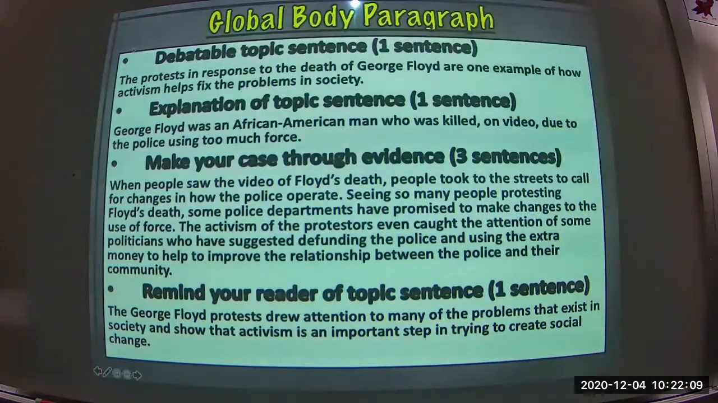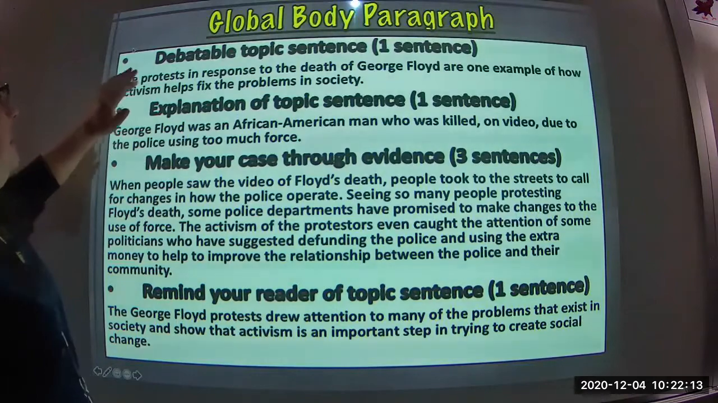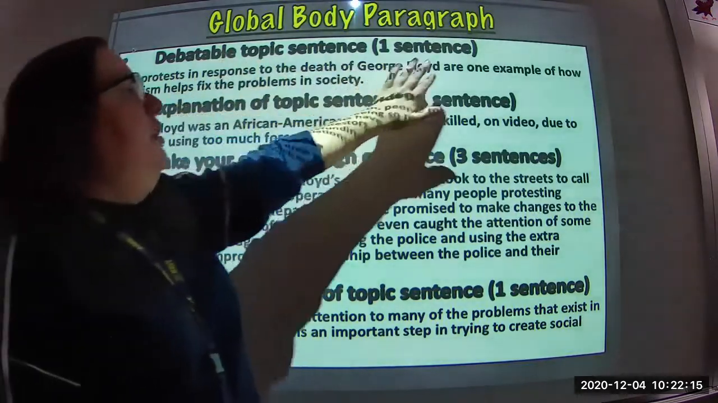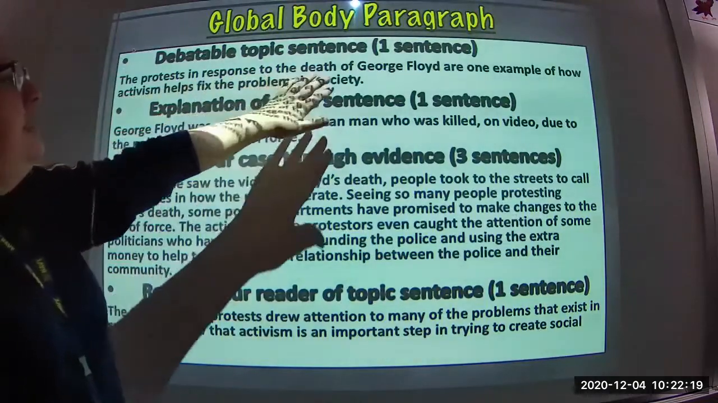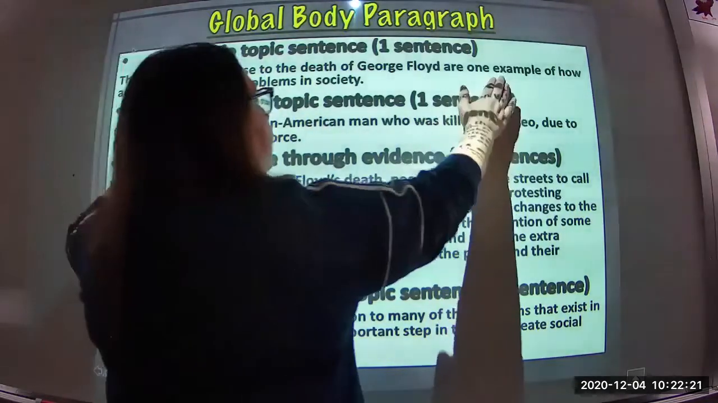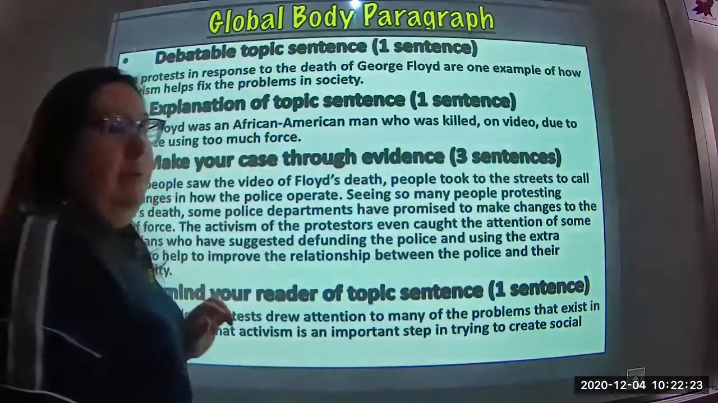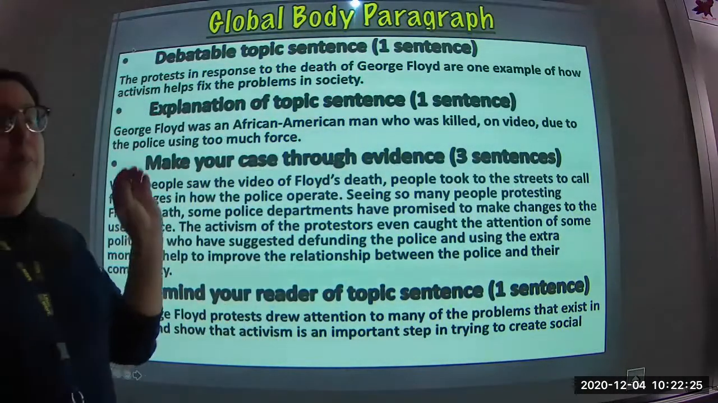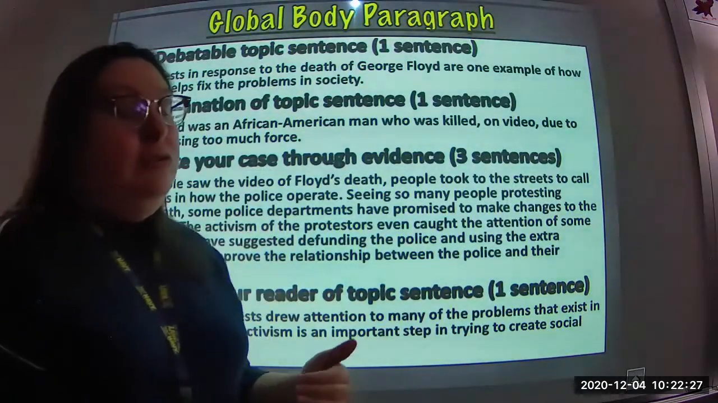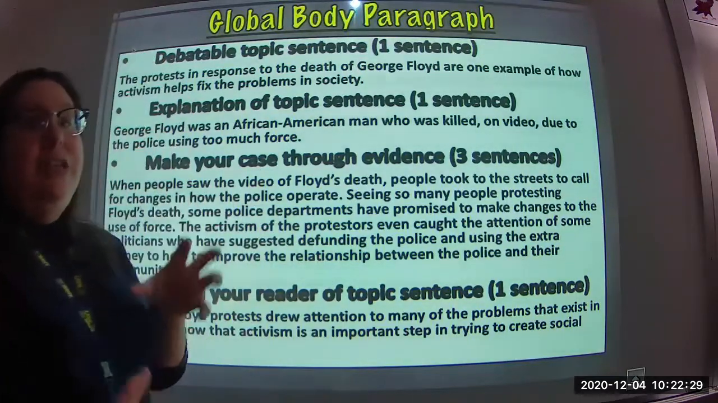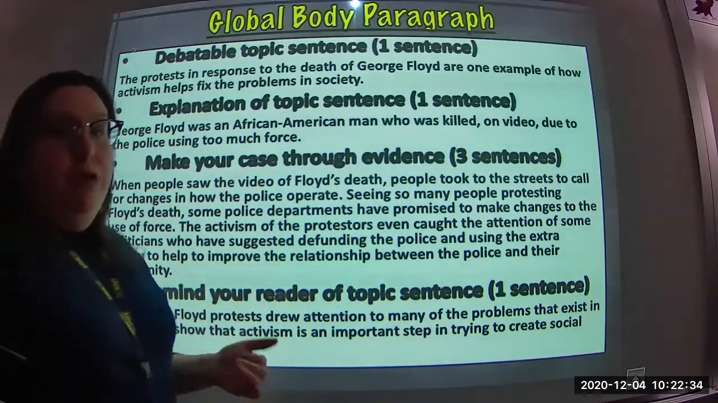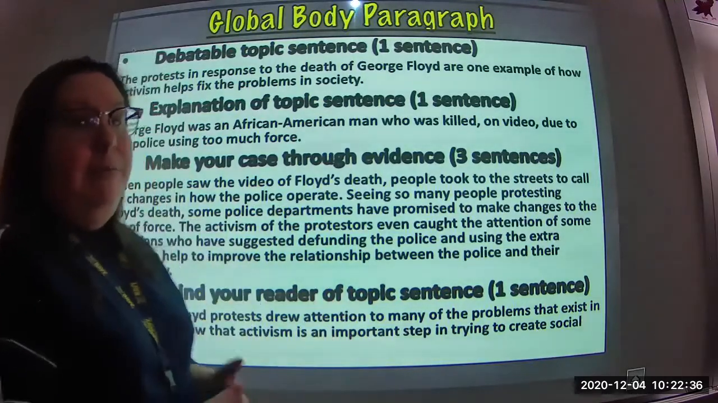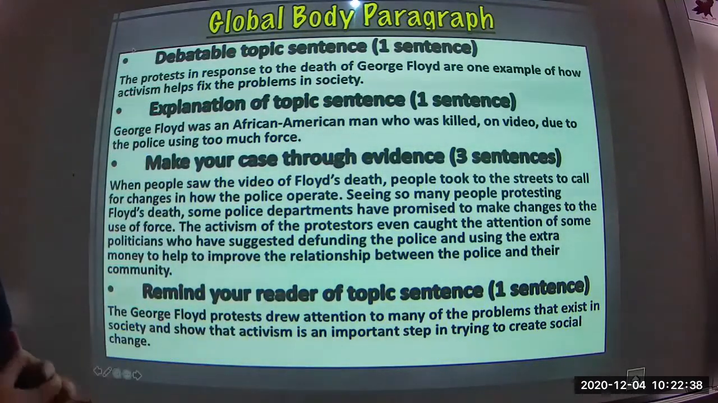So the way this looks, here's a debatable topic sentence. The protests in response to the death of George Floyd are one example of how activism helps fix the problems in society. Notice that this is repeating what I said in my thesis statement, okay? I'm using my thesis statement to help me create those topic sentences so that we can make sure that they tie together. Now, is this debatable? Absolutely, right? People can argue against that. They can maybe prove me wrong. So I do need to support that.